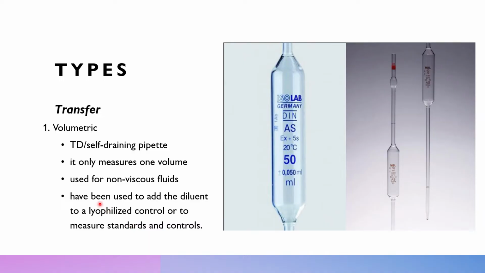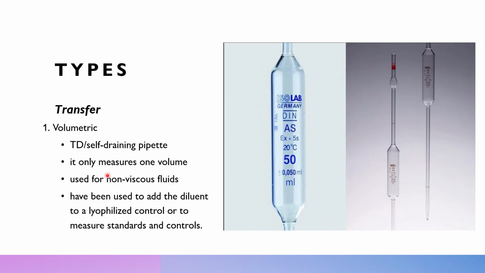Volumetric type of pipettes transfer non-viscous fluids, so that includes water. So make sure that's non-viscous. It's self-draining. The small amount left in the tip should not be blown out. Remember, it's a self-draining pipette, so you leave it as is. You don't blow out the small amount left in the tip of this transfer pipette.